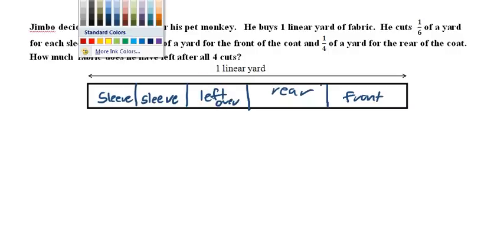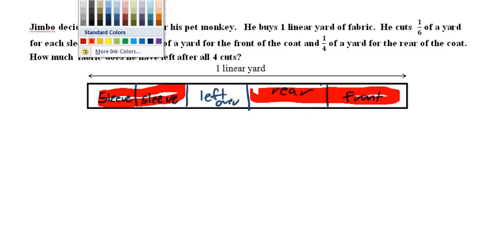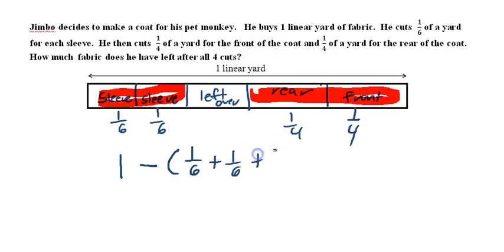So this is what we want to know, what is that right there, left over. So what we're removing are these pieces right in here, the sleeves, the rear, and the front. And that was a sixth, a sixth, a fourth, and a fourth. So we're taking 1 and we're minusing all of those. Now you can individually do it, 1 minus a 6, minus a 6, minus a fourth, minus a fourth, or you could look at it this way. But if it's taking away, it's subtraction.